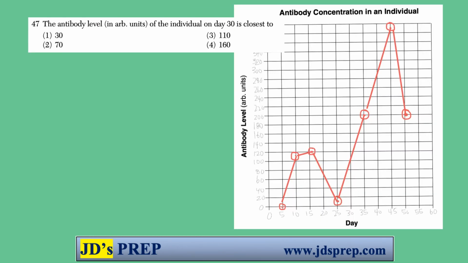And lastly, we're being asked to use the graph that we've constructed to interpolate to figure out what the antibody level of the individual is on day 30, which is not one of our data points, okay? So we look for day 30 here. We draw a line straight up to our red line, and then we go straight over. Somewhere between 100 and 110 would be our best guess, so number 3 will be our appropriate answer.